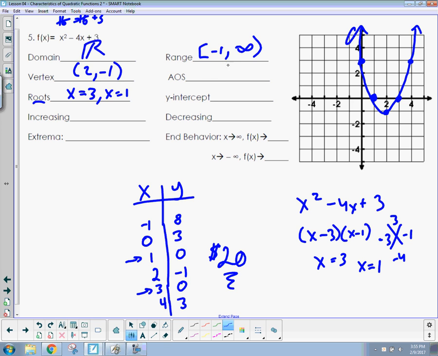Y-intercept is where it crosses the y-axis. I have that value because when x is 0, it gets 3. So half my work is done already for me. Increasing: it's in the valley, so it's going uphill right here, so that's going to be 2 to infinity. Decreasing is the other direction, so negative infinity to 2. Extrema: it's a valley, so we're looking at a min, and just put down your vertex. End behavior: it's opening up, so these have to be infinity.